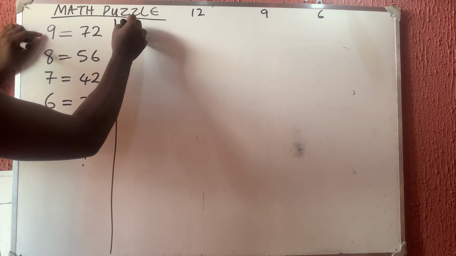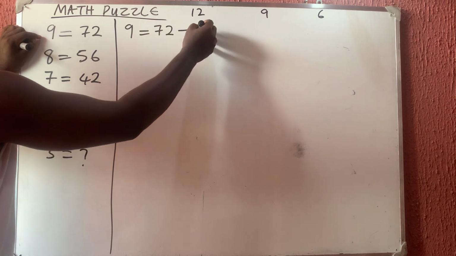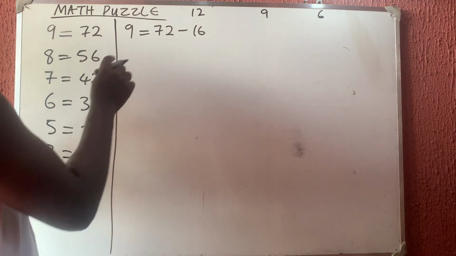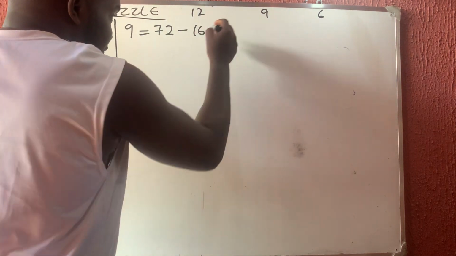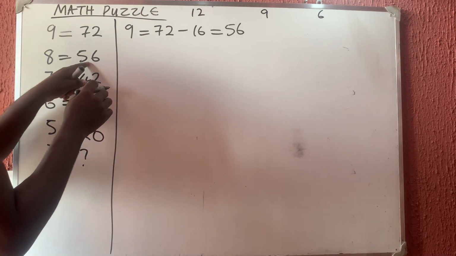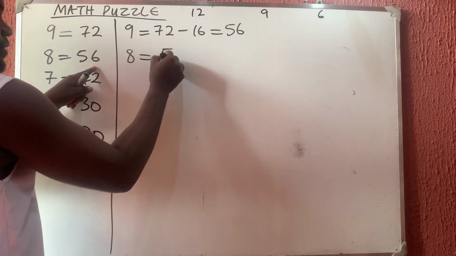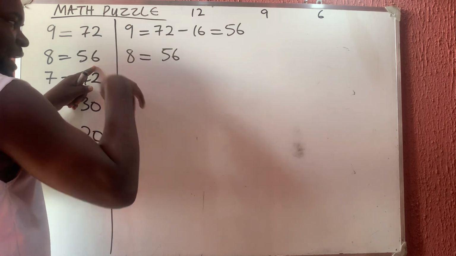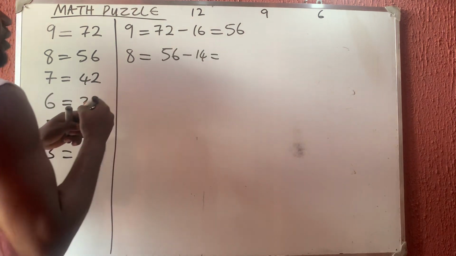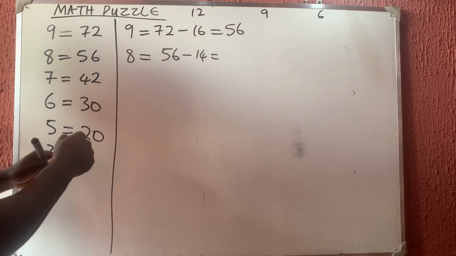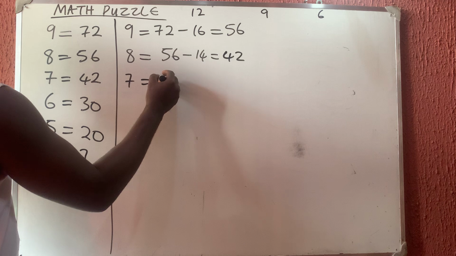They said 9 is equal to 72. They started subtracting from 16, right? Now, this minus this is giving me 56, which is this 56. Then remove one here, I'm going to have that 8 should be equal to the last one I got here, 56. Now, to get the next one, they say 56 minus 14, removing 2 from here, to give me 42. That is 7 is equal to the 42 we got here.